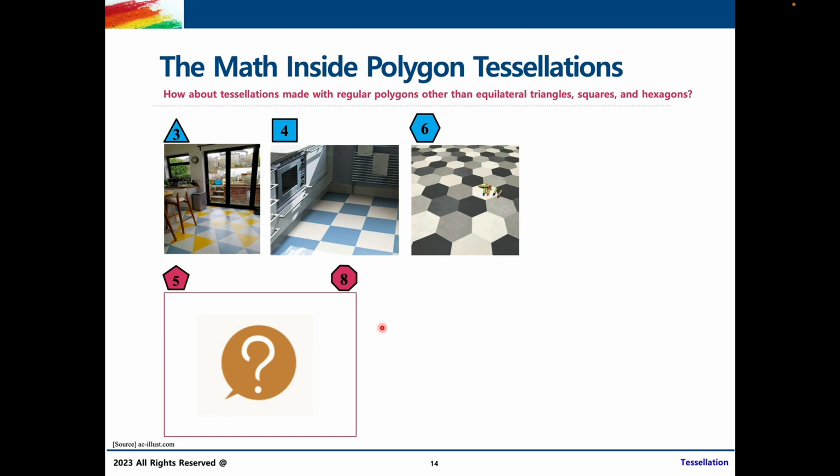Now, why don't we dive into the math involved in polygon tessellations? How about tessellations made with regular polygons other than equilateral triangles, squares, or hexagons? Namely the ones using pentagons and octagons, which we discovered had problems earlier.